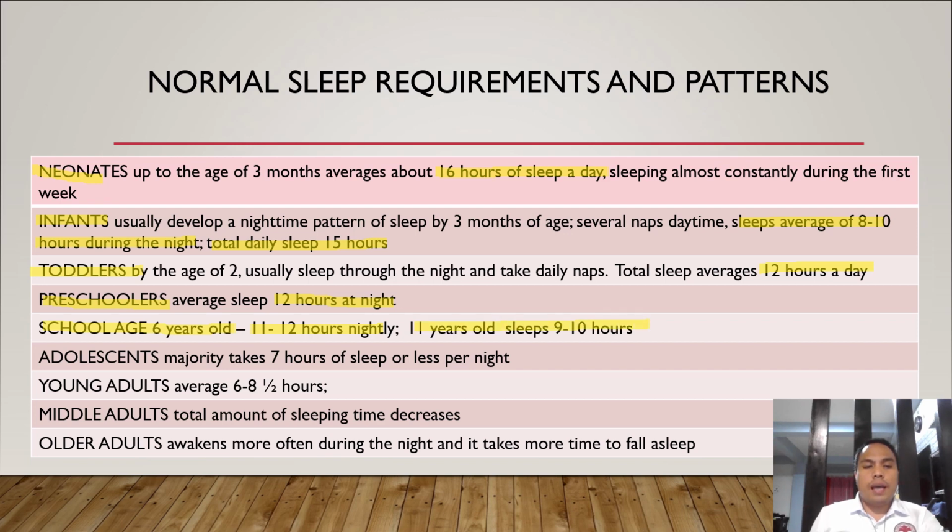For adolescents, a majority take 7 hours of sleep or less per night. For young adults, that is an average of 6 to 8.5 hours. For middle adults, the total amount of sleeping time decreases. And then the older adults awaken more often during the night and it takes more time to fall asleep. So these are the normal sleep requirements and patterns from neonates to older adults.